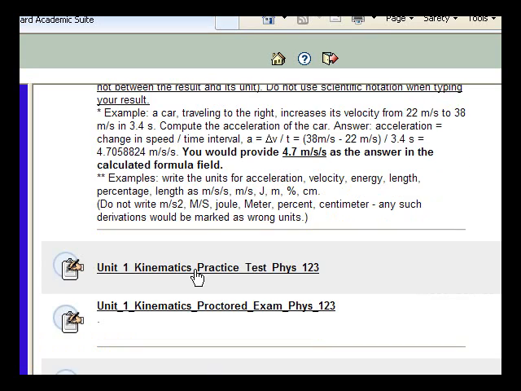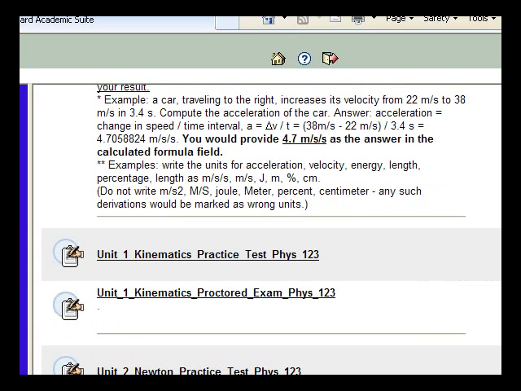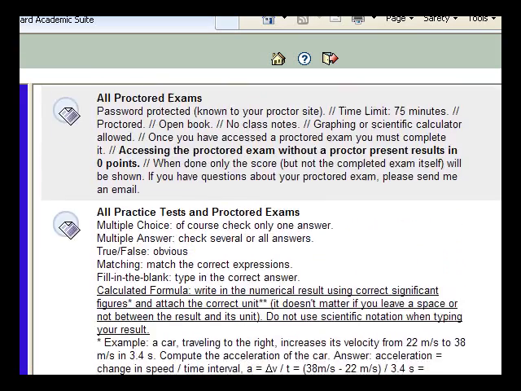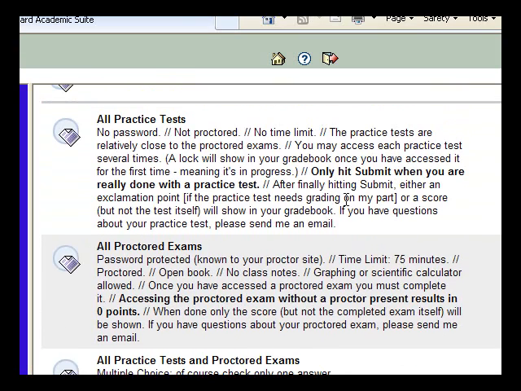Then for each unit you have a practice test and a proctored exam. They are relatively similar, the problems, to the homework problems that you have, and then the multiple choice questions are kind of thrown in there. One thing that I want to point out to you is this one here.